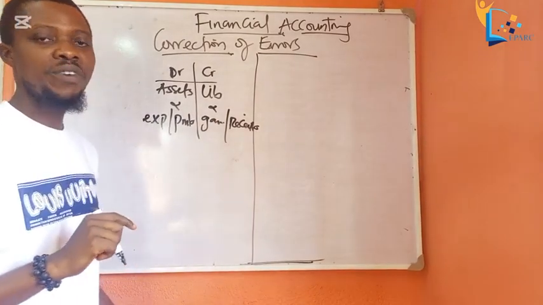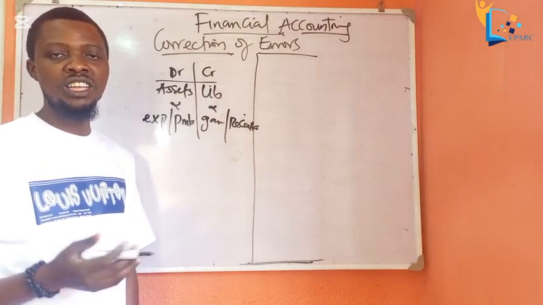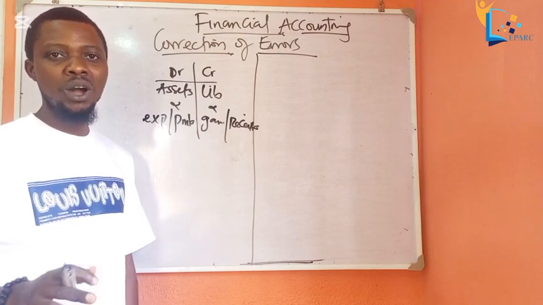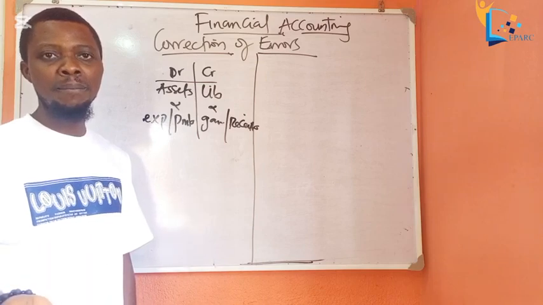For instance, if I say plant and machinery, is plant and machinery a debit balance or a credit balance? First of all, plant and machinery, what kind of account is it? Is it a real account?